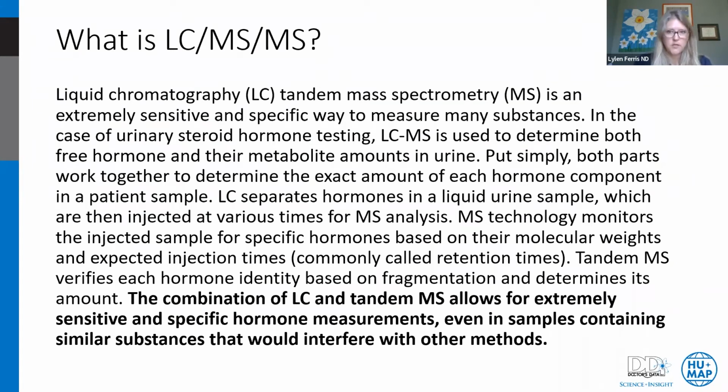All of the analytes on the HuMap profile are tested via liquid chromatography tandem mass spectrometry. So that's the LC-MS-MS. This is an extremely sensitive and specific way to measure many substances. In the case of urinary steroid hormone testing, LC-MS is used to determine both free hormone levels and their metabolite amounts in urine. So to put it simply, both parts work together to determine the exact amount of each hormone component in a patient's sample.